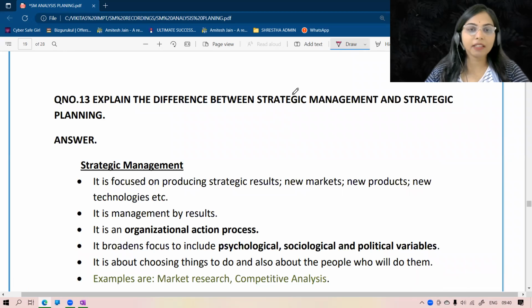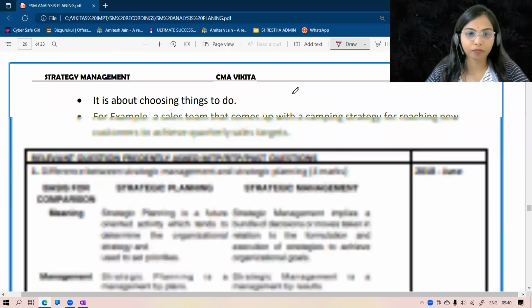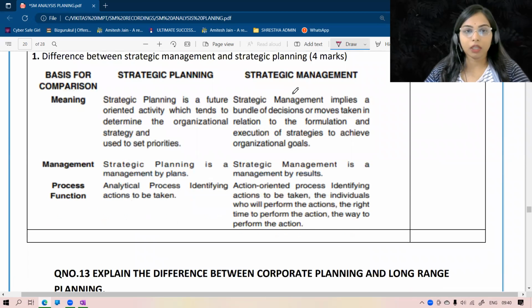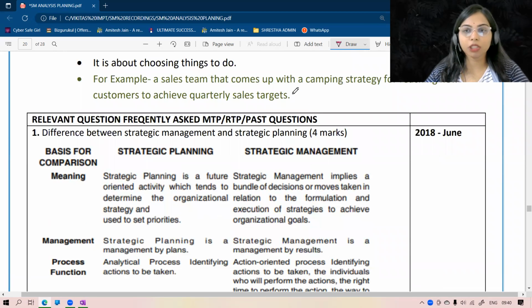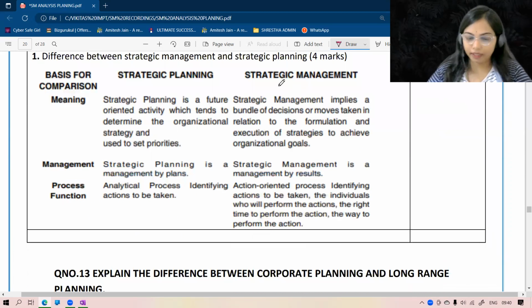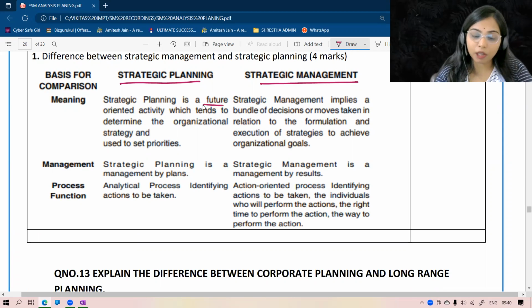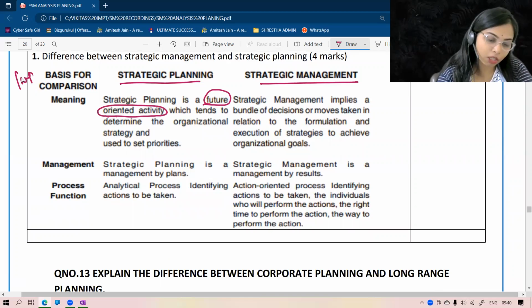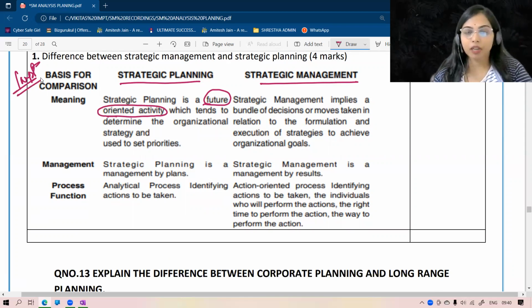Now let's understand the difference between strategic management and strategic planning. It has been asked in June 2018, so we'll read that. Okay, strategic planning and strategic management. Strategic planning is what? It is a future oriented activity. Important question. First of all, strategic management implies a bundle of decisions and moves taken in relation to the formulation and execution of strategies to achieve the organizational goals.